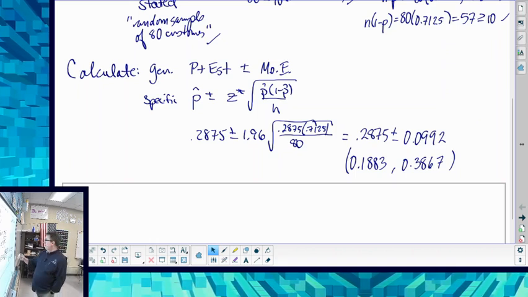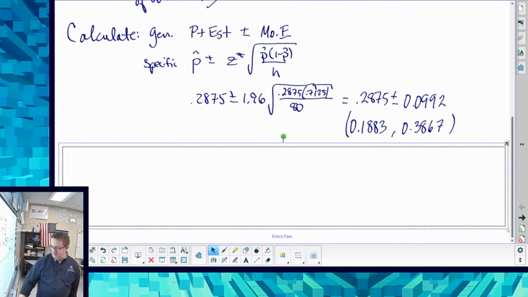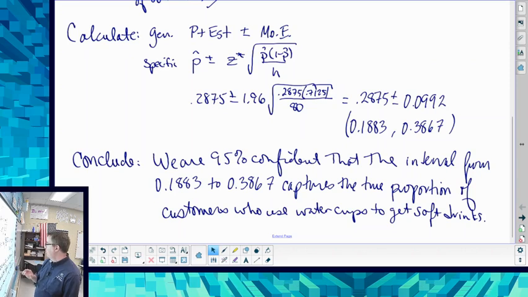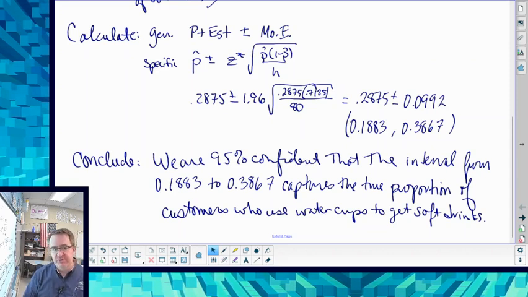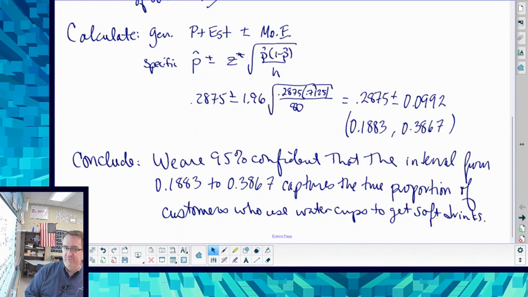So then the last part here is, what's your conclusion? Our conclusion is that we are 95% confident that the interval from 0.1883 to 0.3867 captures the true proportion of customers who use water cups for soft drinks.